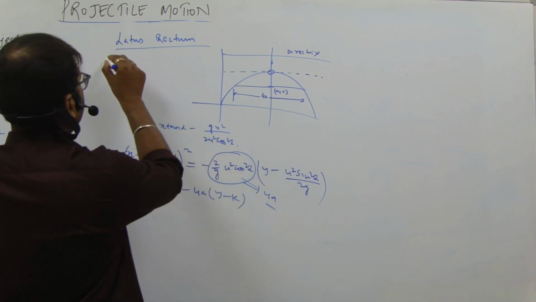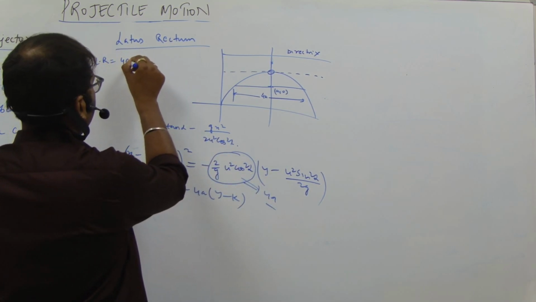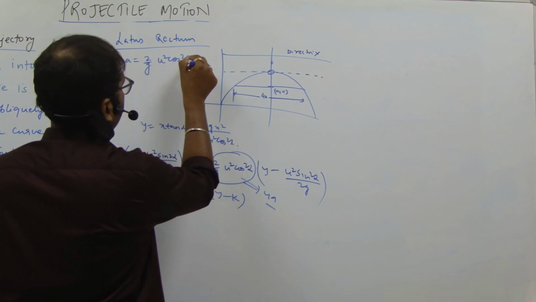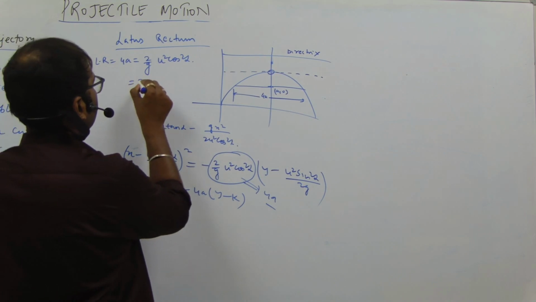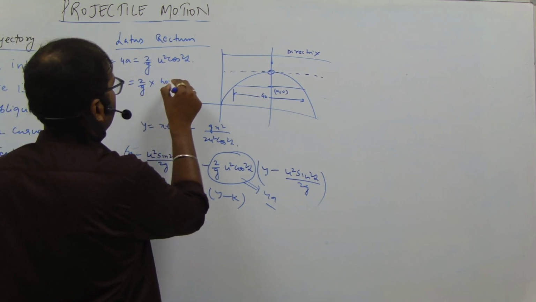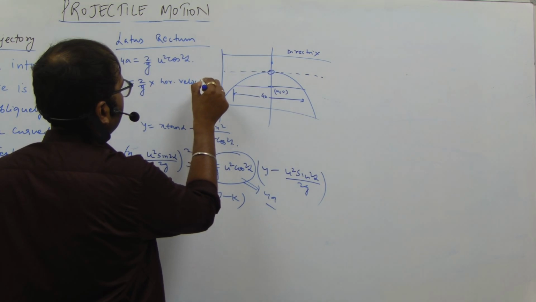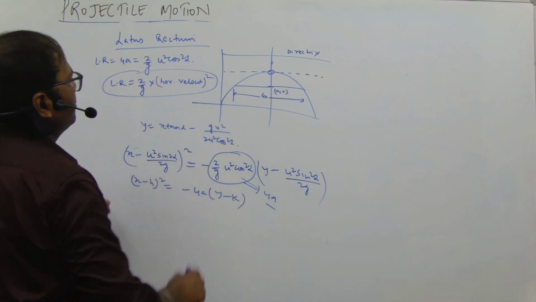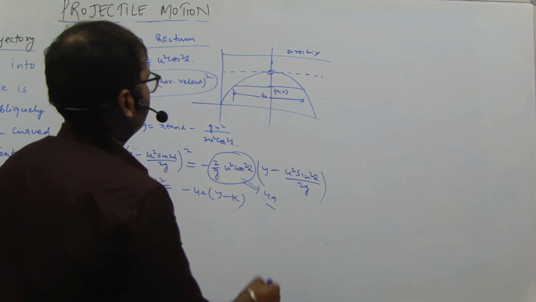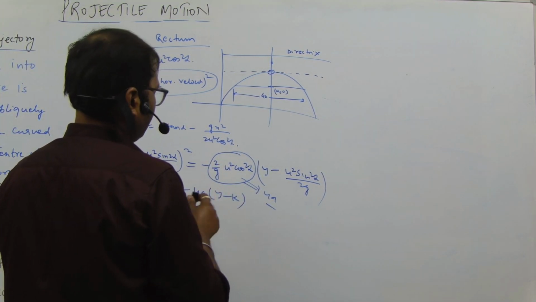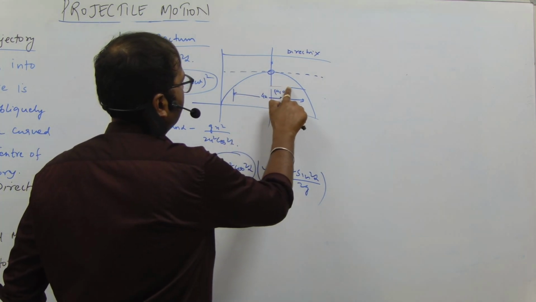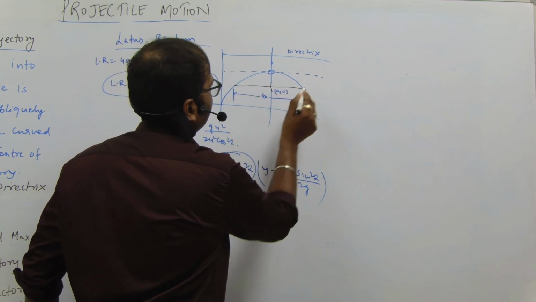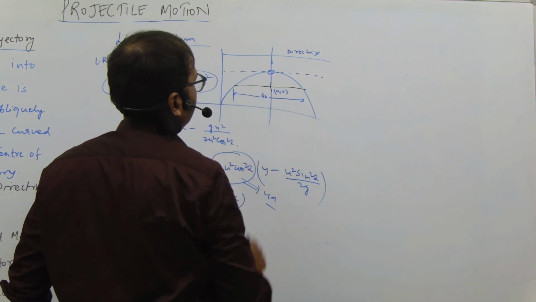Okay, so the latus rectum is equal to 4a, which is equal to 2 upon g u square cos square alpha. This can be written as 2 upon g into the horizontal velocity whole square. So the latus rectum is 2 upon g into the square of the horizontal velocity. So this is our focus and this line is the latus rectum. The distance is 4a. Okay, so this is the directrix.